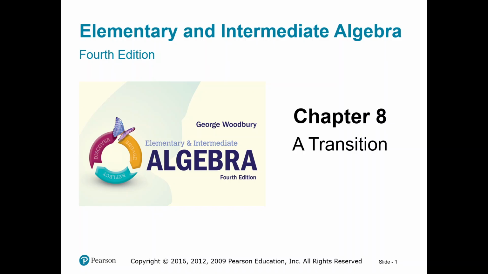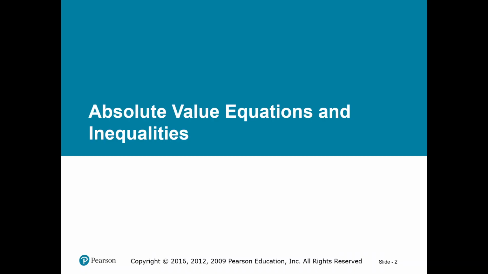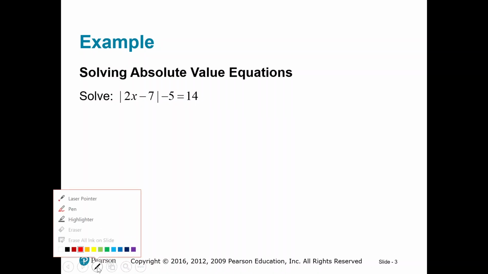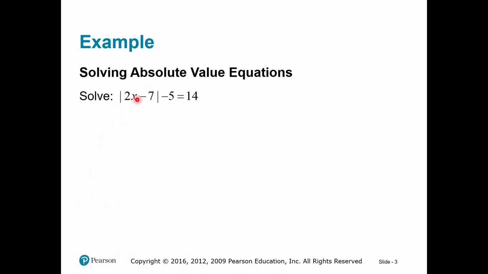This is chapter 8, absolute value equations and inequalities. Solving absolute value equations. Here we have the absolute value of 2x minus 7, minus 5, equal 14.